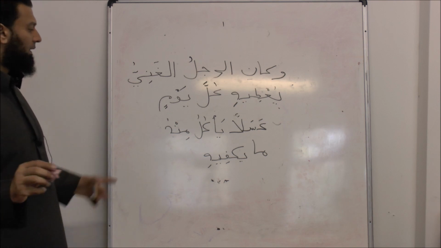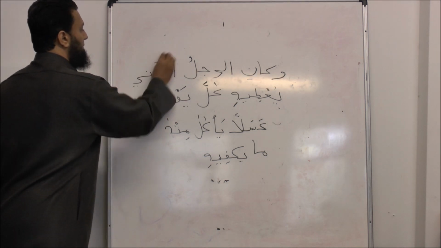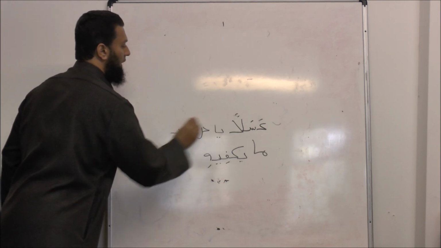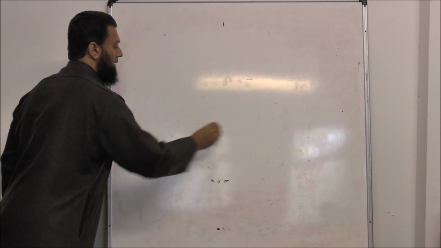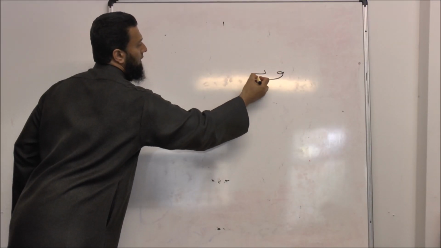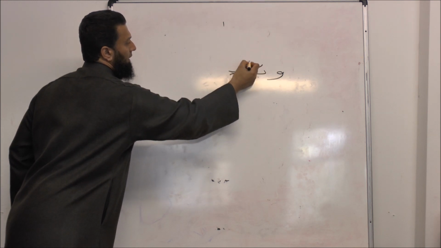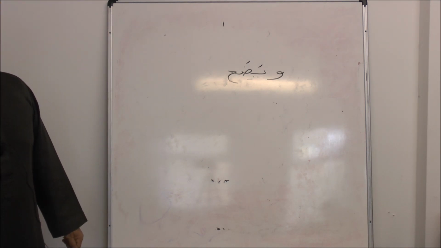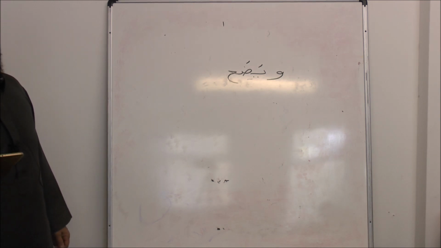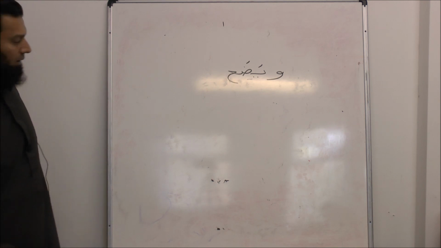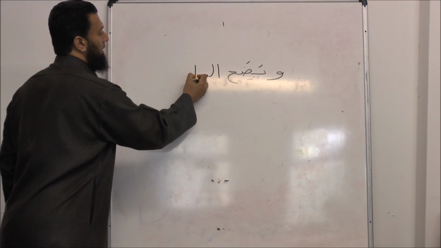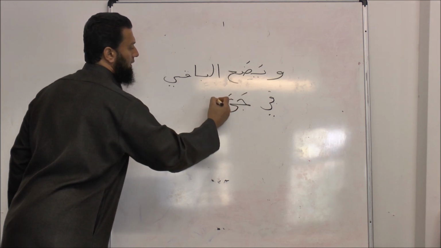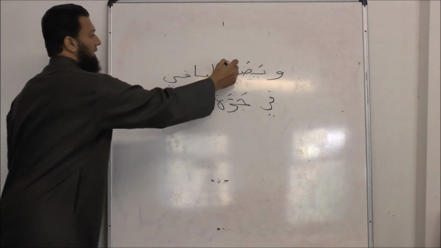Okay? Right, is that clear? So the next part is what? ويضع. Right. ويضع الباقي في جرة. Okay. ويضع الباقي في جرة. Right. What does ويضع mean?